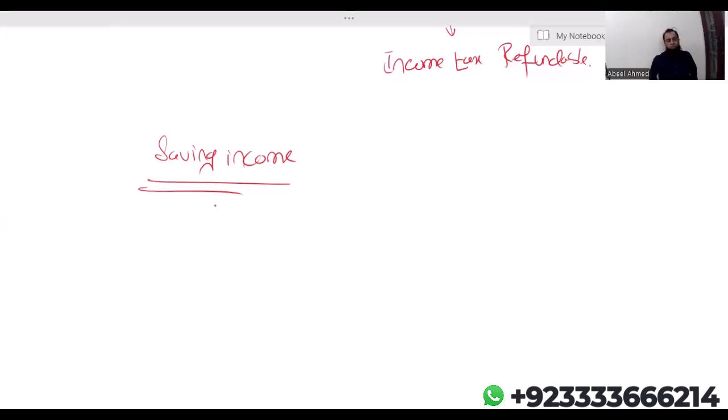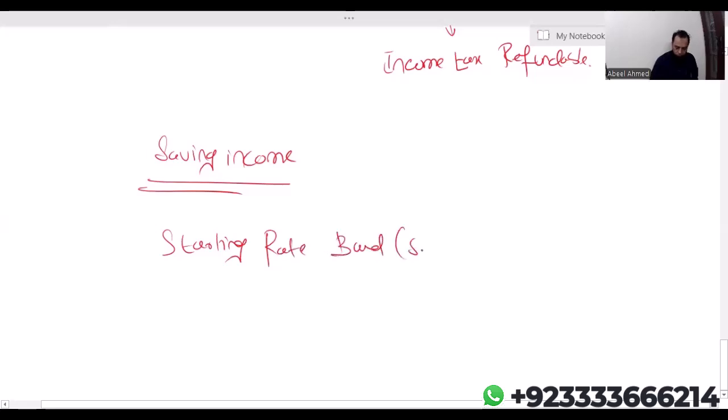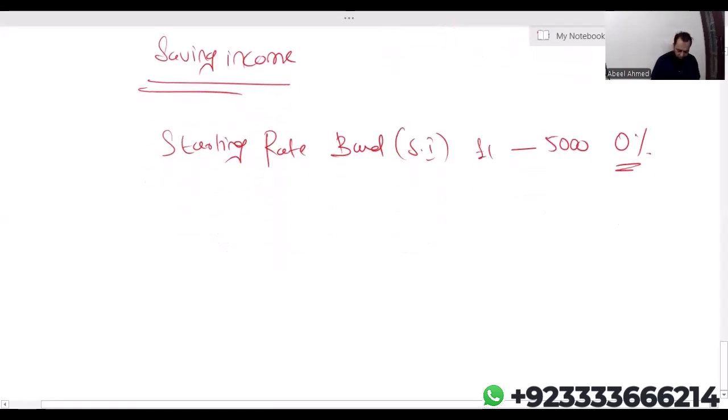Okay. Now there is one more rule relating to saving income, that is the starting rate band. Starting rate band for saving income, £1 till 5,000. Applicable rate is 0%. When do we need to apply this starting rate band? Because we have not seen this starting rate band application previously. Don't worry, today we'll see how it works. Let me show you a question.